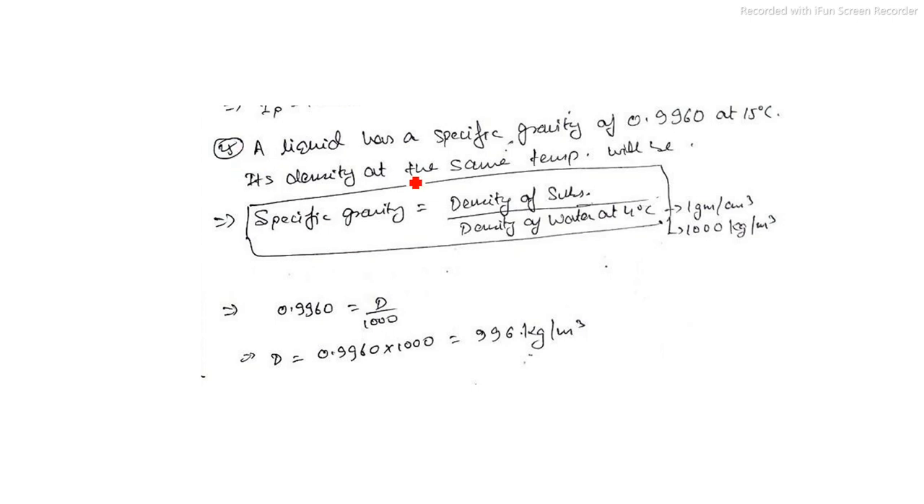So next is a liquid that has a specific gravity of 0.9960 at 15 degrees Celsius. Its density at the same temperature will be, so we have to find the density. For that we have the formula: specific gravity is equal to the density of the substance divided by the density of water at 4 degrees Celsius, because this is the maximum density of water. This is just a simple formula, so using this we can find the density that is required in the question.